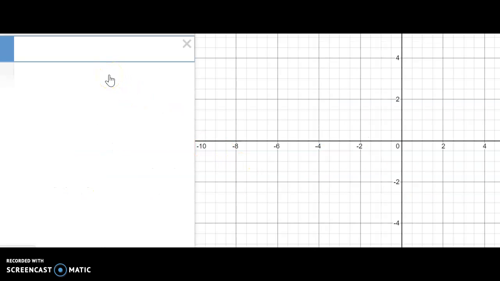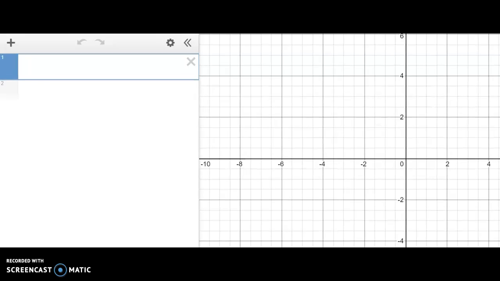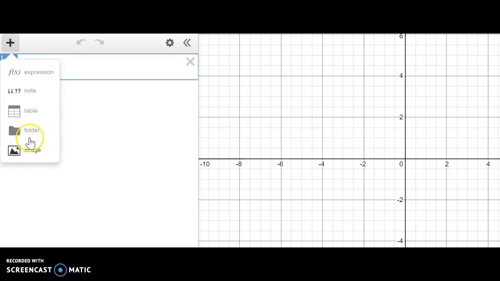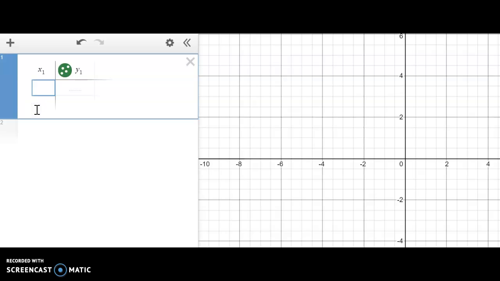Whenever we are trying to graph data points, we are going to go up to this plus in the top left corner of our Desmos that says add item. And when we do, it gives us a few options. We are going to click on table. And we notice that when we do that, we get a column for X1 and a column for Y1.